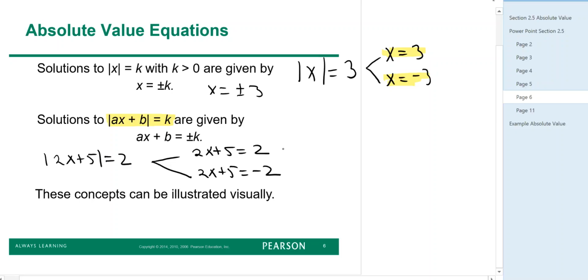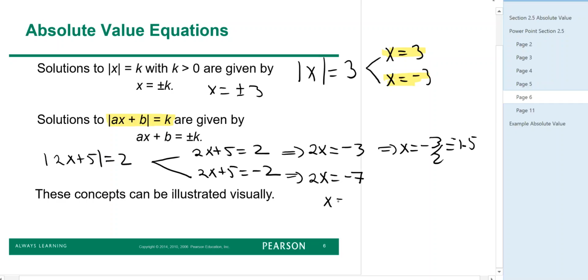Okay, so if we solve this, subtract 5 from both sides, we will get 2x equals -3. So then x equals -3/2 or -1.5. And then if we solve this other one, we get that 2x equals -7, so x equals negative 7/2, which is negative 3.5. So we got the two answers, x equals negative 3.5 and x equals negative 1.5. Okay, so this is how we solve absolute value equations.